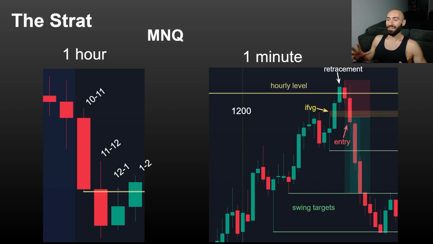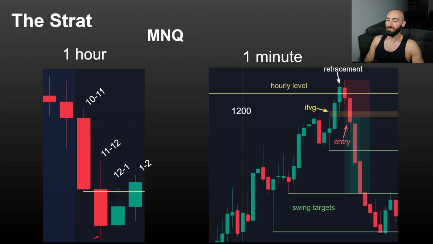So basically you get a high time frame level, okay? You see this yellow line here? This is my level, right? So this candle closed at 11 a.m. Then this low got closed across on the next candle on this 12 p.m. close, okay? So once this candle closed here, the level got confirmed.